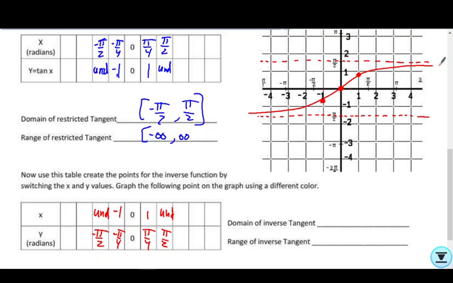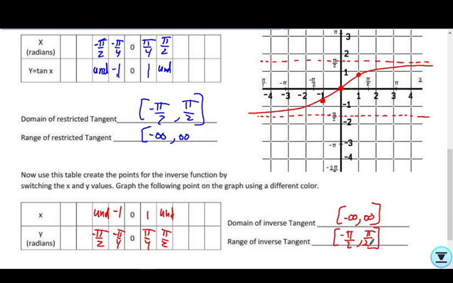And the domain of the inverse tangent is from negative infinity to infinity, but the range, or outputs, is only from negative pi over 2 to pi over 2. And that's the inverse tangent.